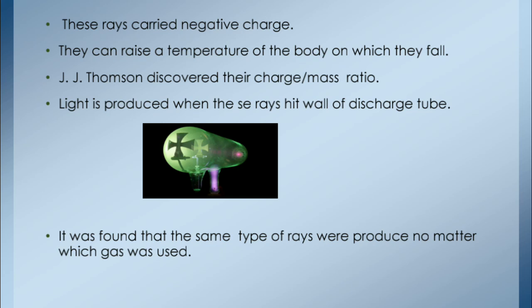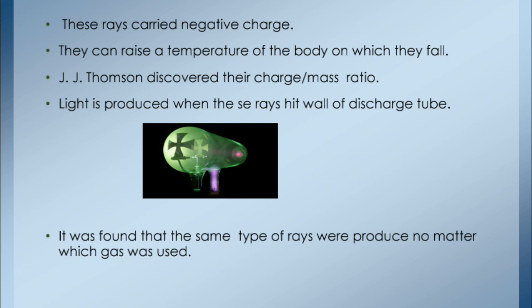J.J. Thomson discovered their charge-to-mass ratio, also known as the e/m ratio. E indicates charge and m stands for mass. Light is produced when these rays hit the wall of the discharge tube. As you see in the picture, a green fluorescence is produced when they strike the surface of the glass tube.